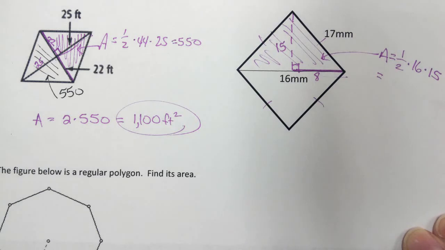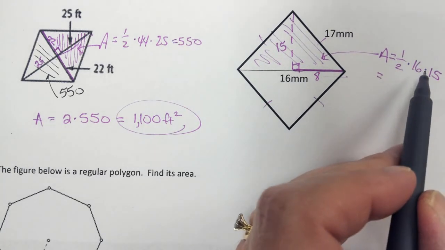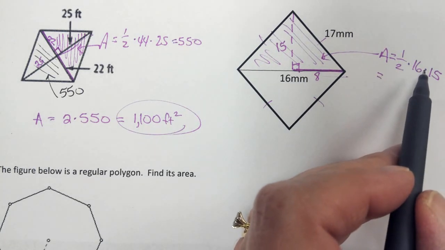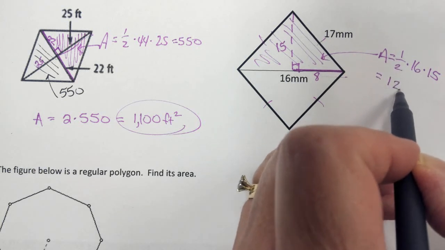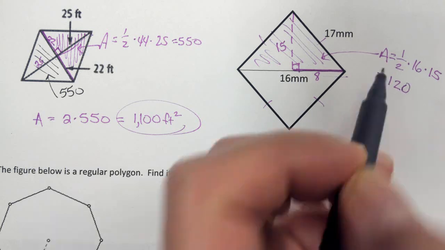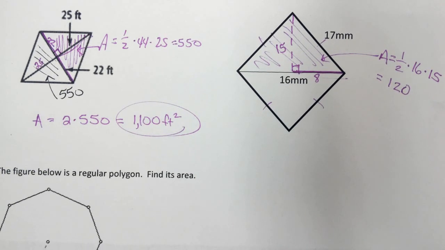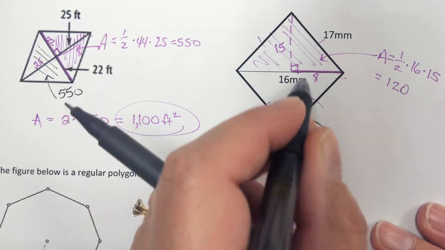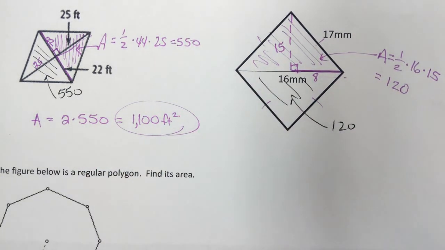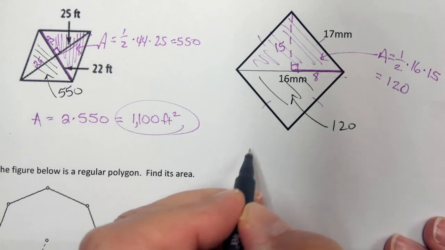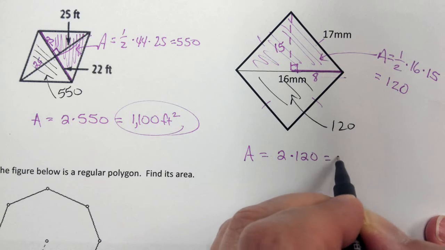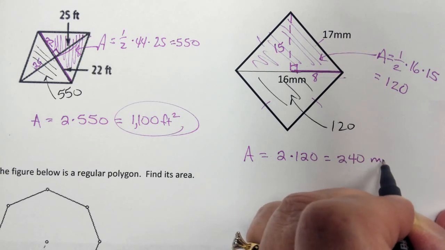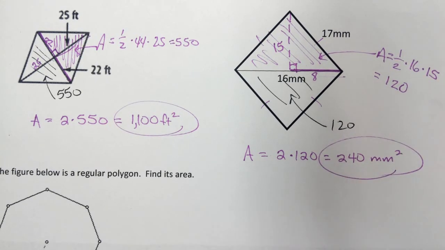Stick that in the formula. Half times 16 is 8. 8 times 15 is 120. So the area of the top half is 120, which means that the area of the bottom half is also 120. So the total area is 2 times 120, which is 240 millimeters squared.